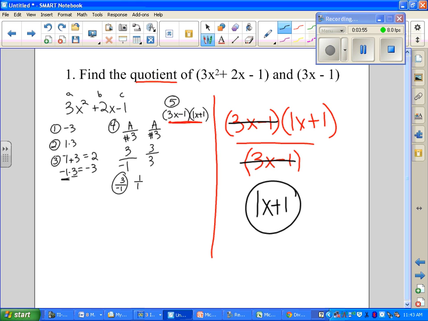So, when I find the quotient of 3x squared plus 2x minus 1 and 3x minus 1, once you do all the dividing, your final answer is 1x plus 1.